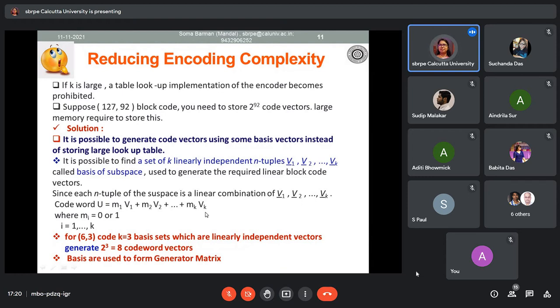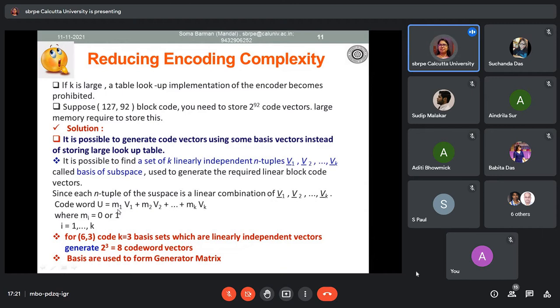So no need to store 8 code words. Only store the 3 code words, because your message digit count is 3. So instead of storing 2 to the power 3 equal to 8 code words in the lookup table, we store only 3 basis vectors, and by using these 3 basis vectors, you can generate the rest of the code word vectors. Okay. So how can it be possible? Since each n-tuple of the subspace is a linear combination of v1, v2 up to vk, the code word can be generated.